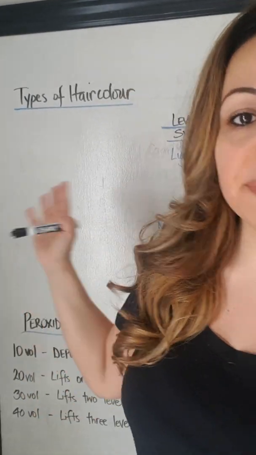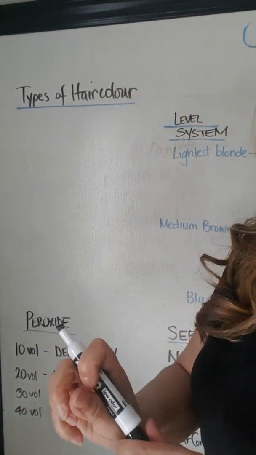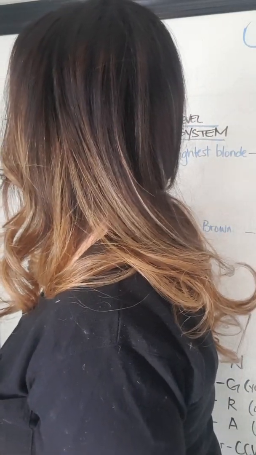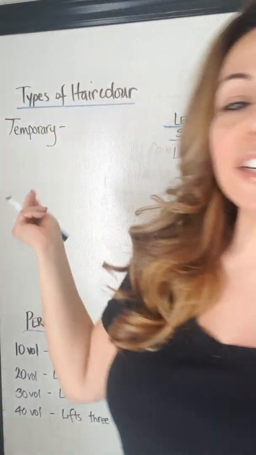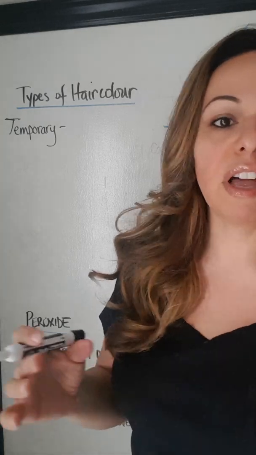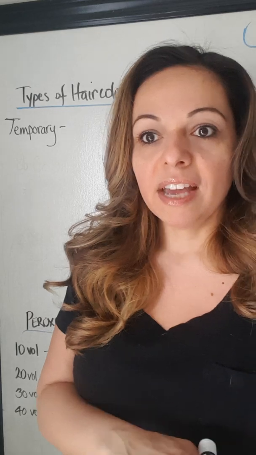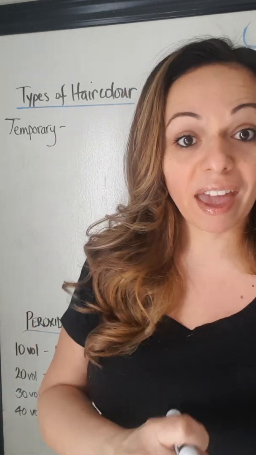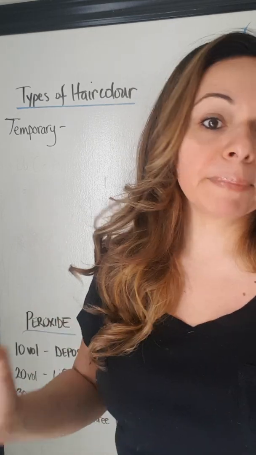So we're going to start with types of hair color. There are many different types. One of the types is temporary hair color. And temporary color, just like the name, doesn't last very long at all. It completely washes off when you remove it. The thing about temporary hair color is that it coats the outer layer of the hair, the cuticle layer, and then when you wash it off, it completely comes off.